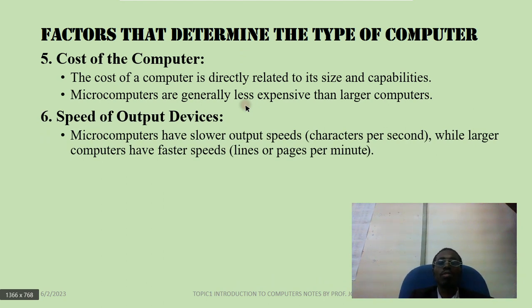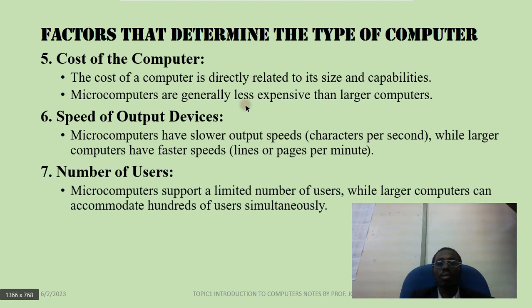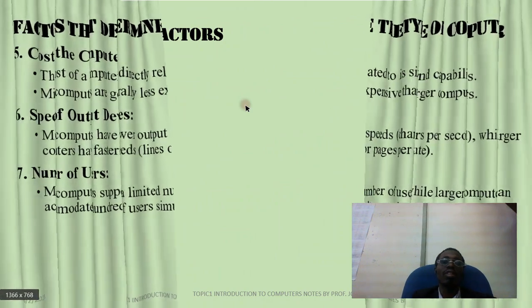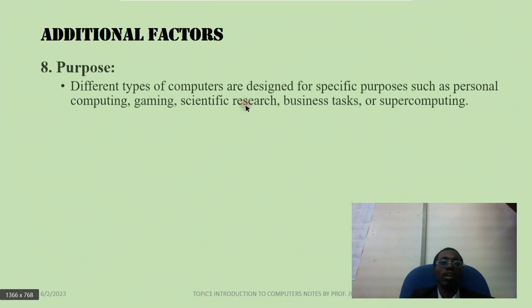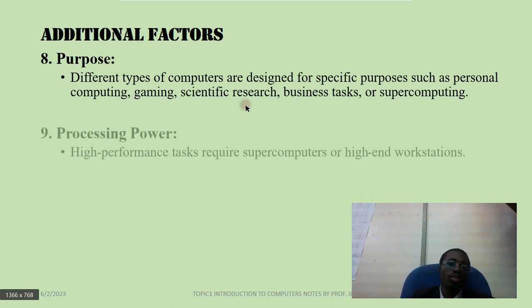We look at the speed of the output devices. Microcomputers have slower output speed compared to other minicomputers, which work faster. Number of users. Microcomputers support a limited number of users, while larger computers can accommodate hundreds of users simultaneously. Additional factors that you can talk about are the purpose. Different types of computers are designed for specific purposes, such as personal computing, gaming, scientific research, business tasks, or supercomputers.